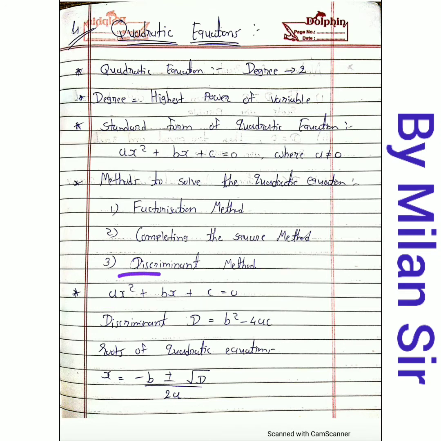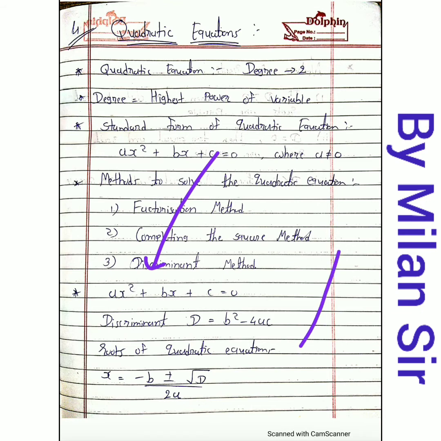Now in the third method, the discriminant method, how can we find discriminant D? Discriminant is represented by D. The formula of D is b square minus 4ac. From the standard form we can find the values of a, b and c. A is the coefficient of x square, b is the coefficient of x, and c is the constant term. So discriminant D is equal to b square minus 4ac.